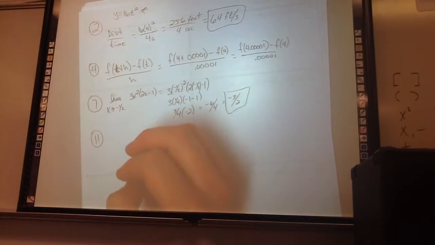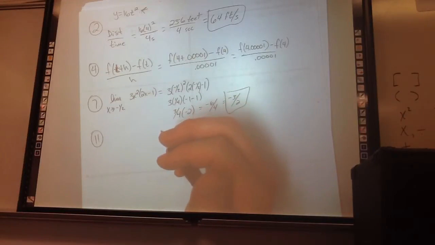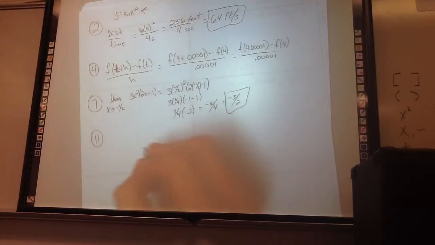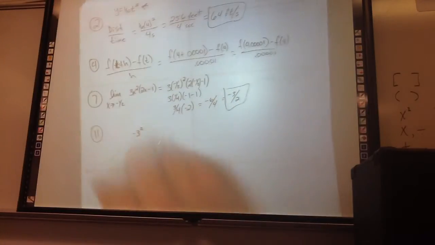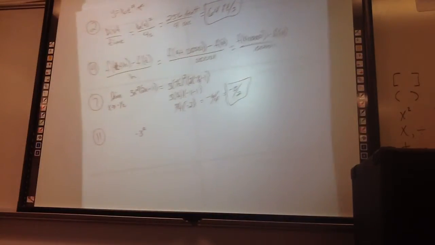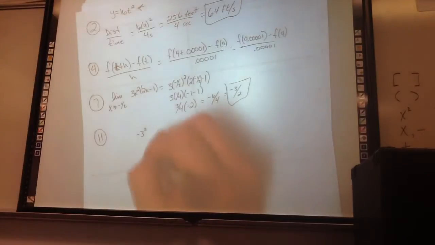Just plug it in. You get 0. Everyone get 0? I got negative 0.33. So it's just negative 3 squared. I copied it wrong again. I didn't put a negative either. Right? You're just plugging in the negative 3. You should get 0 as your answer.